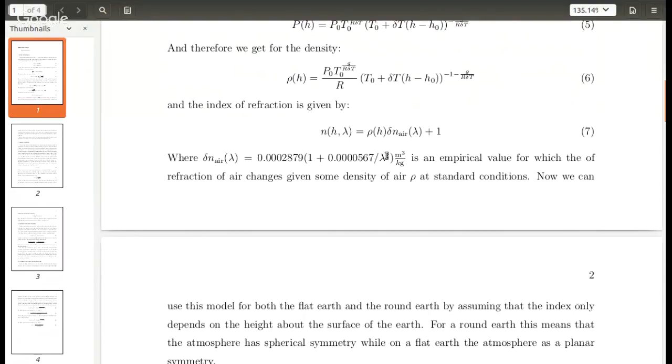And now one thing I'm not sure is, does this apply? How far outside the visible spectrum does this apply? Like, does this apply to infrared? Does it apply to microwaves? I have no idea, but so far we're only dealing with the visible spectrum.